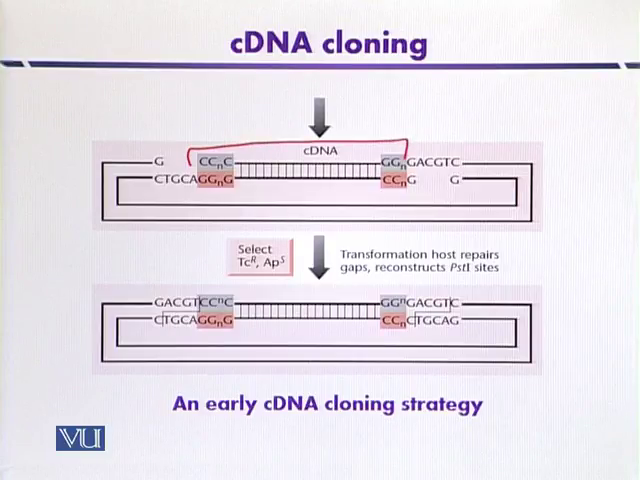Then it is transformed into a suitable host organism, and the growth medium contains antibiotics like tetracycline and ampicillin. So only those recombinants will be able to grow that have the insert in a suitable vector. And then after transformation, during the growth process, the nicks are ligated by the host organism. So this is an early strategy for cDNA cloning, and it was developed by Maniatis and co-workers in 1976.